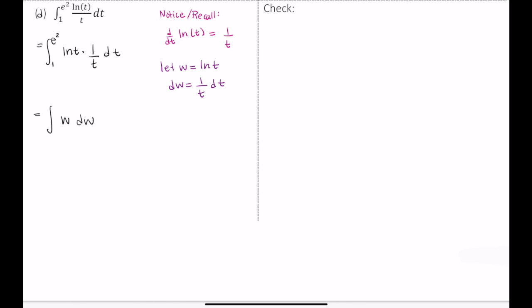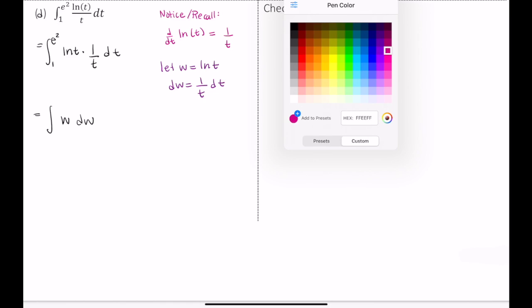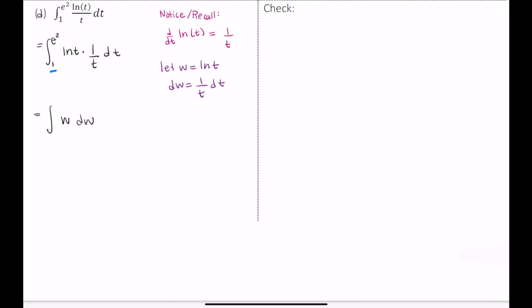And now for our limits of integration, let's start with our lower bound. Our lower bound is 1. So when t equals 1, w equals the natural log of 1, which is 0. Now what about our upper bound? When t equals e squared, w equals ln of e squared. This just equals 2. So now we can actually find our antiderivative of just w.